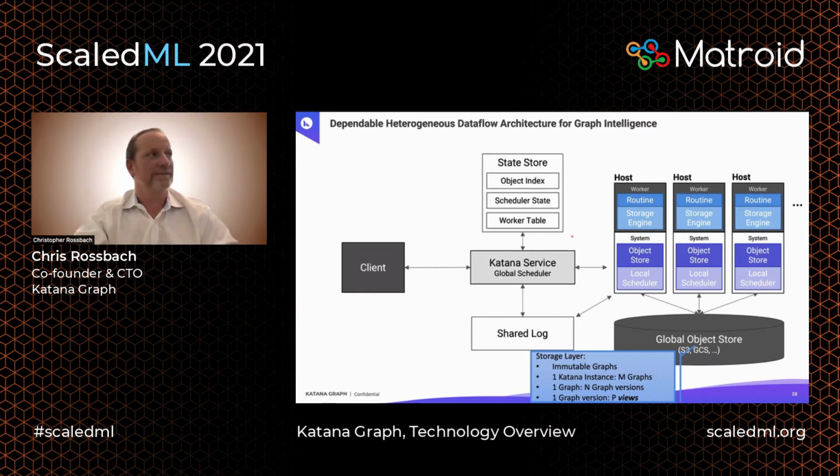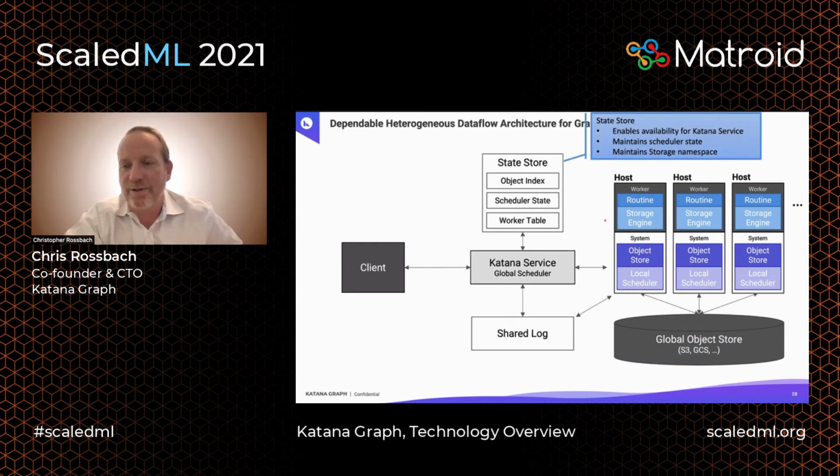The state store. This is the component that fundamentally enables things like availability for the Katana service. Katana needs to be highly available, which means that any component needs to be able to fail at any time. This means that all of the state that is required by the Katana service, things like what operations are in flight, the namespace of the storage system, what workers are alive, and so on, needs to be stored in a way that is backed by a consensus protocol. So our state store currently is backed by an etcd instance and stores scheduler state, storage namespace, and so on.